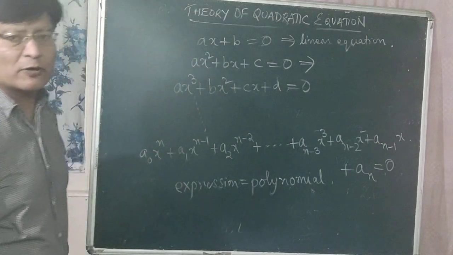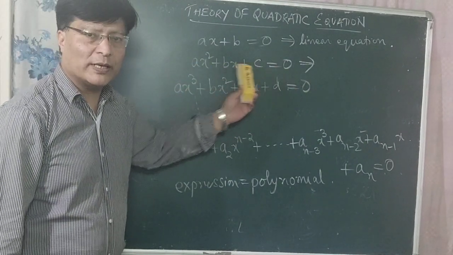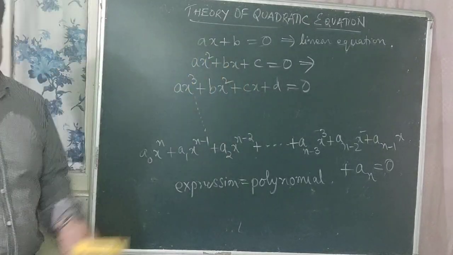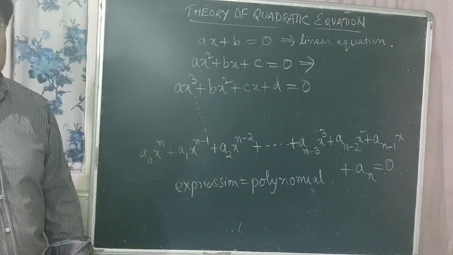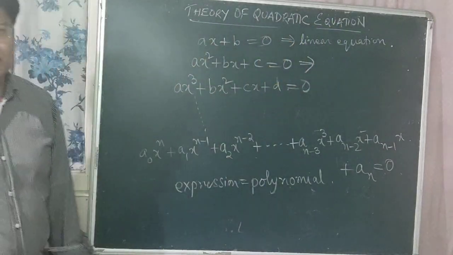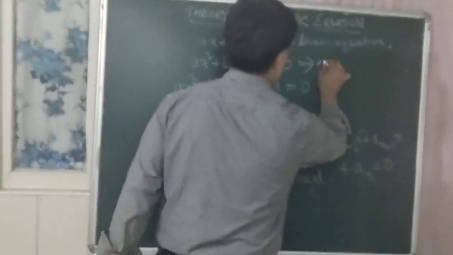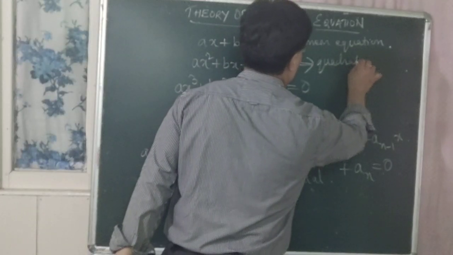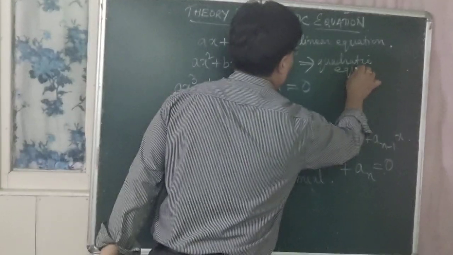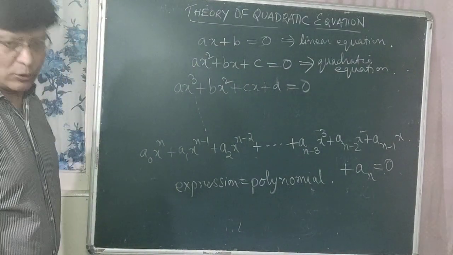Since here the highest power of x is 2 and it is ax square plus bx plus c is equal to 0, where x is the variable and a, b and c are constants, this is known as a quadratic equation. Quadratic equation is given by ax square plus bx plus c is equal to 0. This is known as quadratic equation.